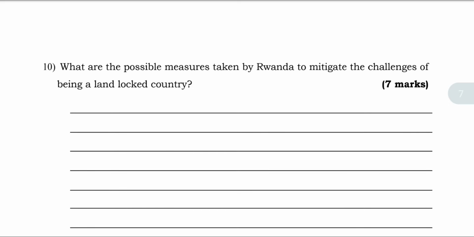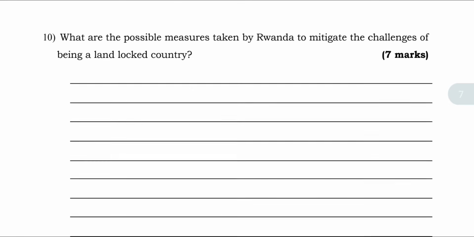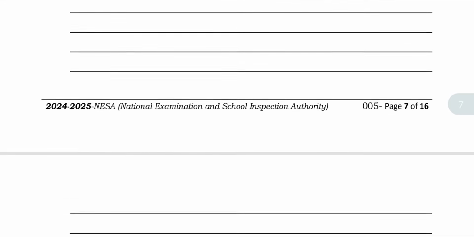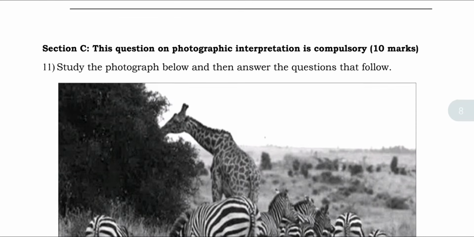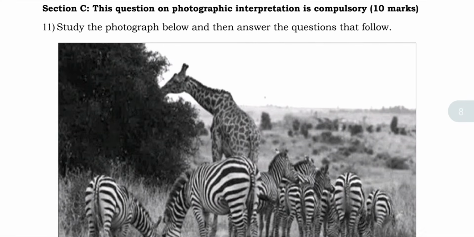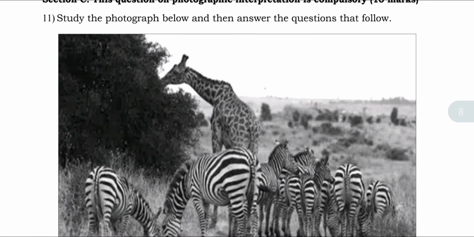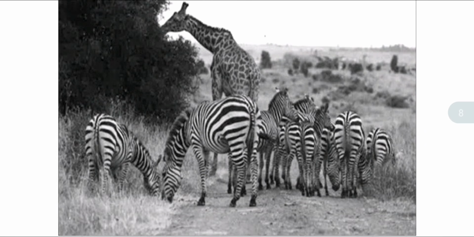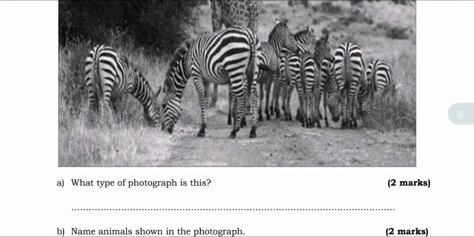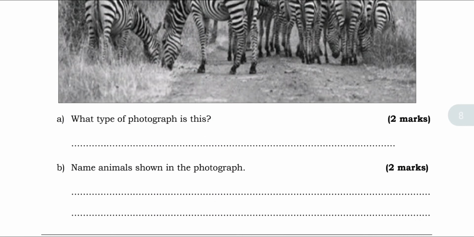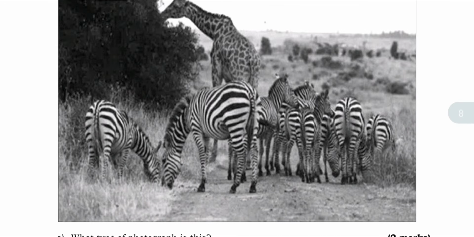What are the possible measures taken by Rwanda to mitigate the challenges of being a landlocked country? So we have to think and write in the following lines we have right here, because it is 7 marks. Section C, questions about photographic interpretation, is compulsory. We have this photo right here, and you're going to answer the questions that follow about this photograph.